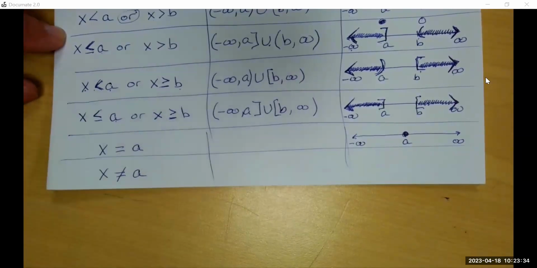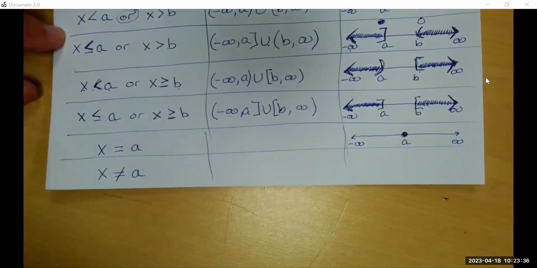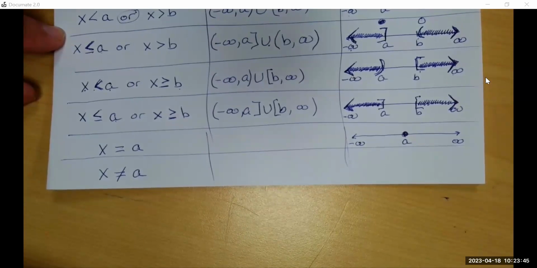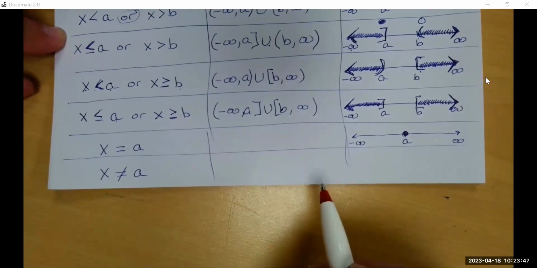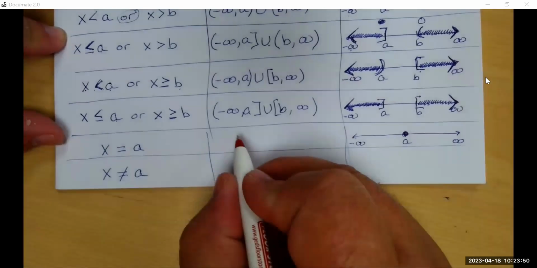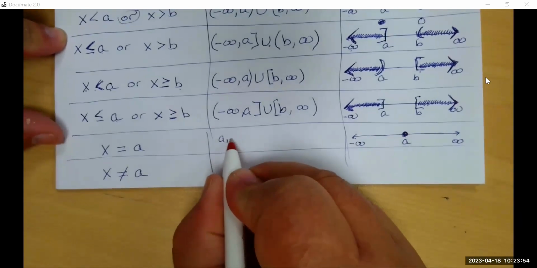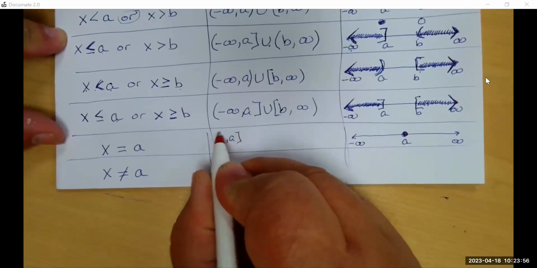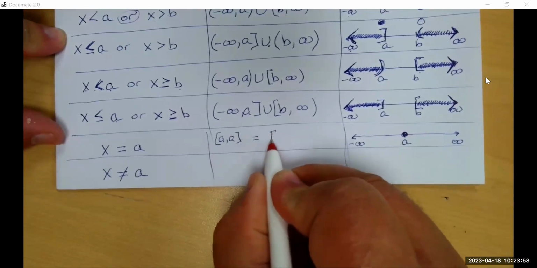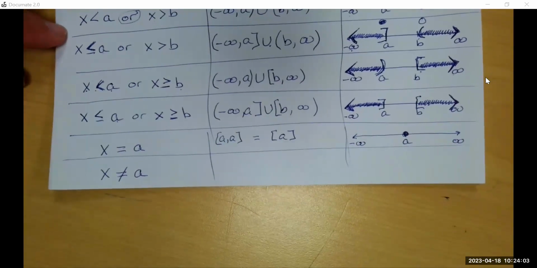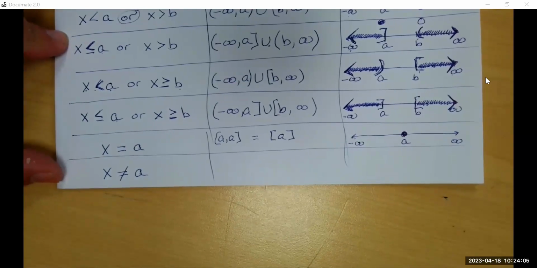So what interval notation would I use? What's that? But yeah, so the smallest we can have is A, the largest we can have, and they're equal to, right? So the answer is just a bracket A. You're right. Because it's equal to.